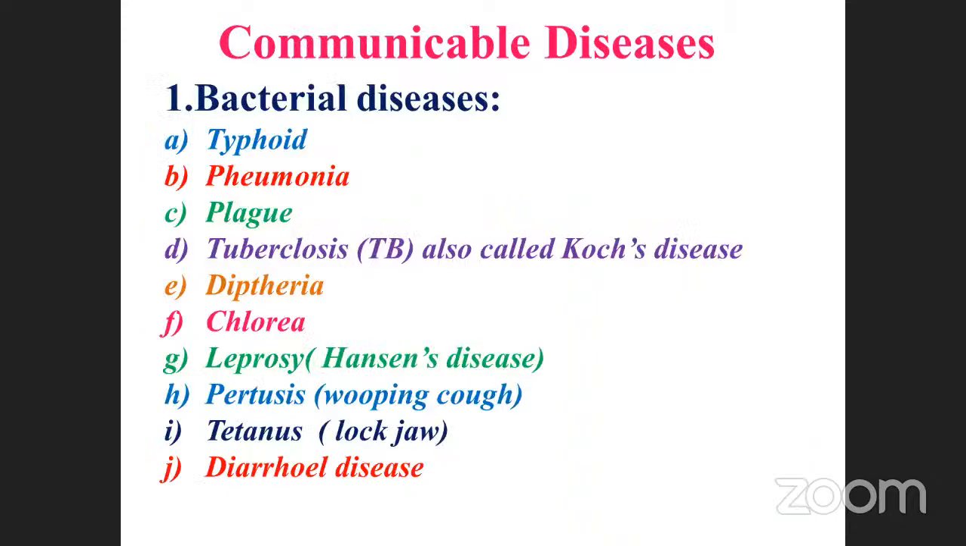Okay, see the first one. First one, what we are going to discuss is communicable diseases. What are the communicable diseases? Already we studied, they are basically divided into 4 categories, isn't it? Bacterial, viral, protozoan, and the last one is called helminths. Here we are going to study about that.